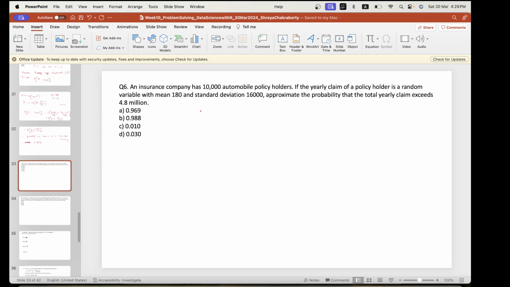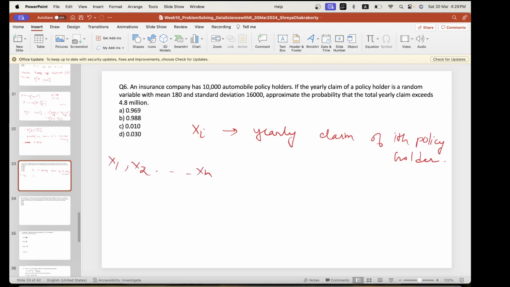Okay, so let's say Xi is the yearly claim of the ith policyholder. So we have a random sample X1, X2, ..., Xn, all following, let's say, a normal distribution with mean 180 and this is the variance. Standard deviation is this one, 16,000.